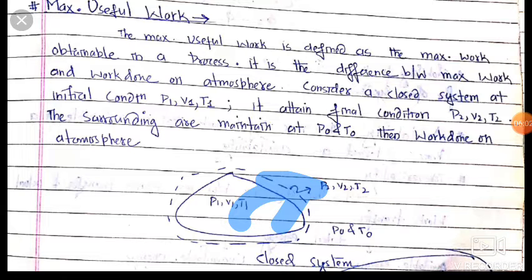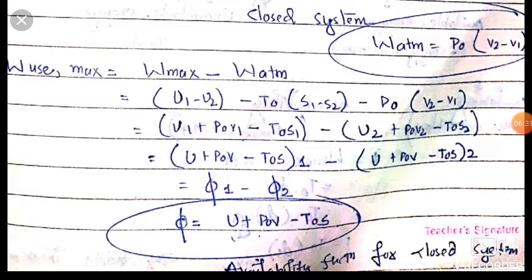And its initial condition is pressure P1, volume V1 and temperature T1. Now it attains the final condition: pressure P2, volume V2 and temperature T2. The surroundings are maintained at P naught and T naught. This is the surrounding condition. Then, what is the work done on the atmosphere? It is W atmosphere is equal to P naught (V2 minus V1).